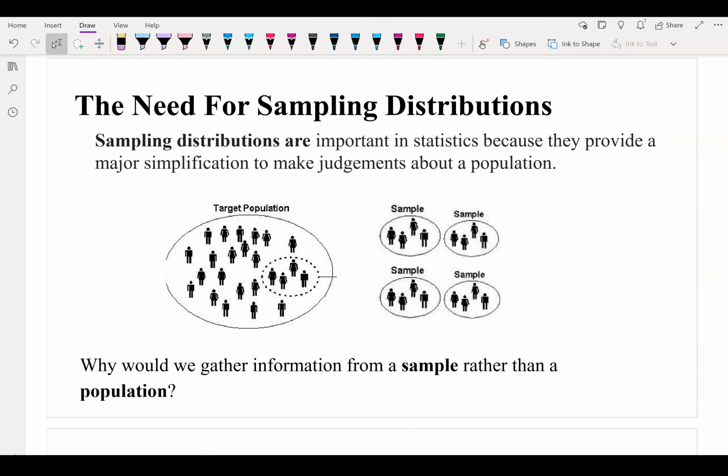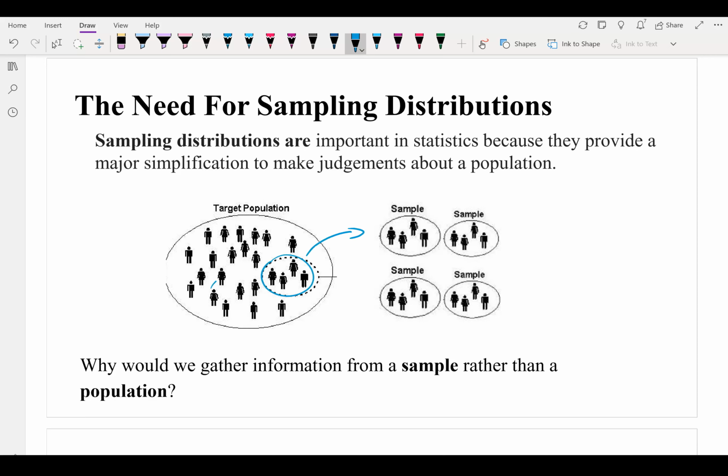So why do we need sampling distributions? Sampling distributions are important because they provide a simplification to make judgments. You might have a whole population, maybe the whole population of Canada, and if you want to learn a little bit about Canadians, you don't want to have to deal with every single Canadian. Sometimes taking groups of Canadians is enough. Maybe you want to take a sample of people from every single province, or maybe you want to take a sample of people, depending on what you're thinking about or who you want to learn about. So instead of taking the whole population, you might take a sample.